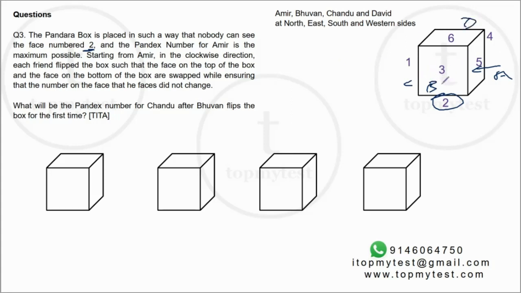Right? So we know the orientation of the cube as it is given to us. Okay, now let's see what the rest of the question states. Starting from Amer in the clockwise direction, each friend flipped the box in such a way that the face on top of the box and the face at the bottom of the box are swapped, while ensuring that the number on the face he faces does not change. Okay, so Amer, you'll start with Amer.